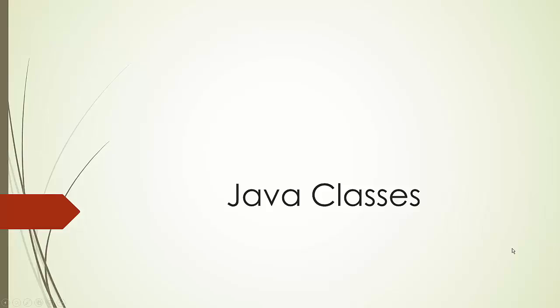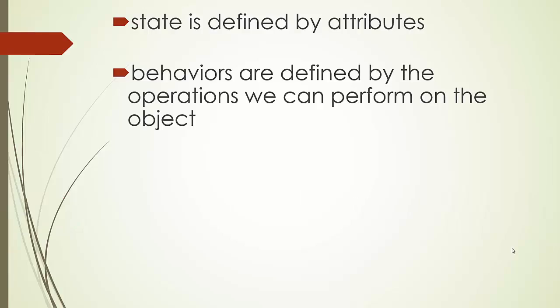In this video, I'm going to explain how to write a class in Java. A class tells the properties of a type of objects. An object has state and behaviors, as we mentioned in the last lecture. State is defined by attributes. Behavior is defined by the operations we can perform on the object.